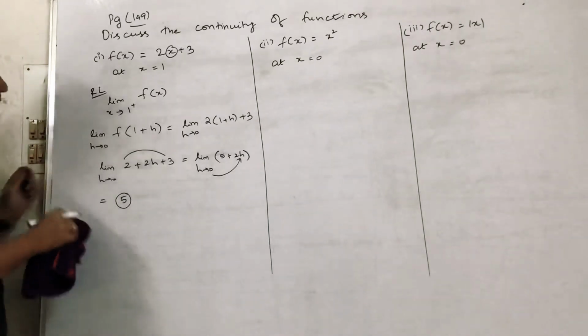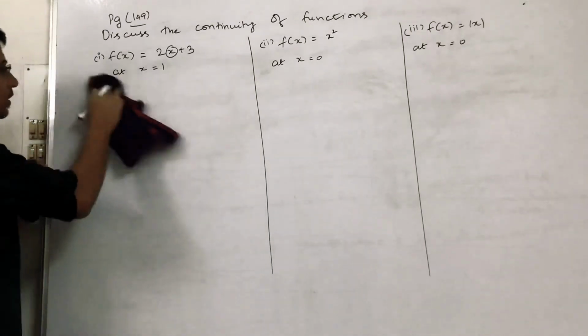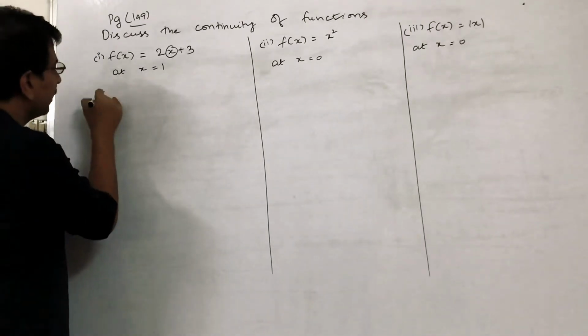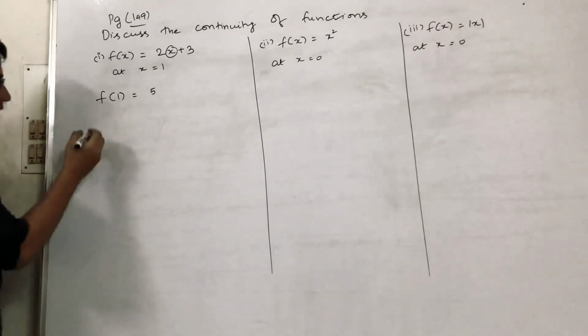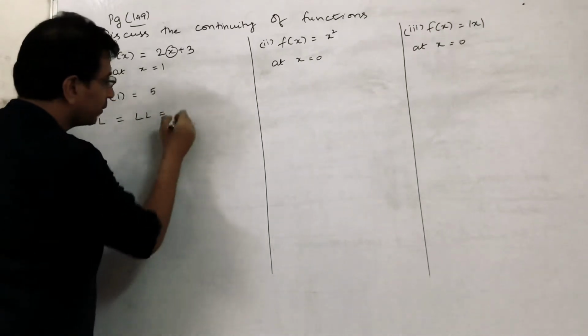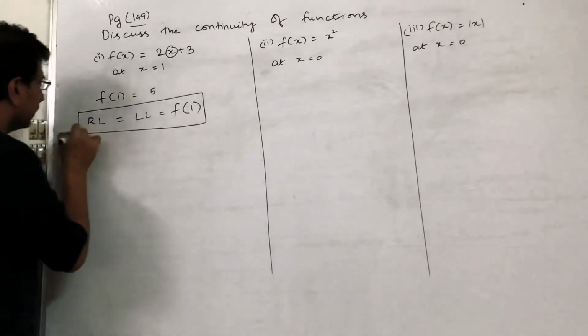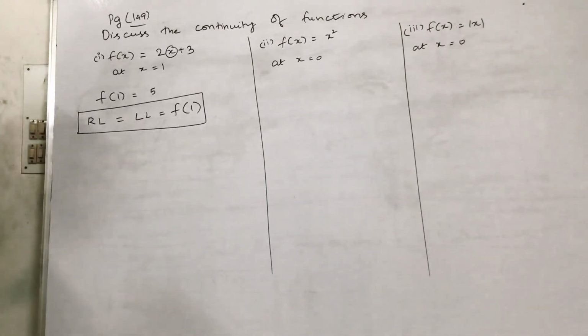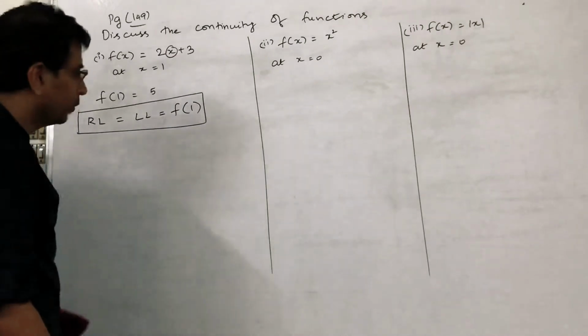Now what is the function value? What do you mean by function value here? The function value is f of 1. So what is going to be f of 1? F of 1 is 5. So in this problem, what is happening? The right limit is equal to the left limit, which is also equal to the function value. Since all three are satisfied, this function is said to be continuous at x is equal to 1. So x is equal to 1 is definitely a point in the domain.